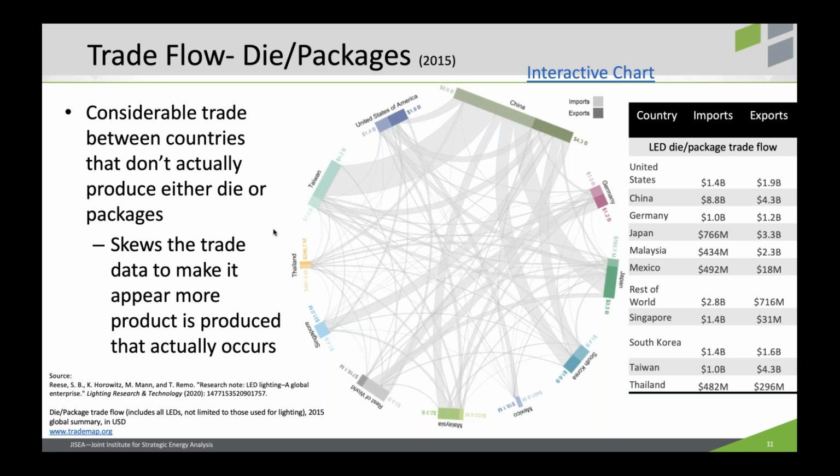Here you can see that the U.S. actually did $1.9 billion of export in die and packages. Again, going back to the point that any given LED is not the same, even though the U.S. had a much smaller percentage of manufacturing, their higher quality, higher value meant that it still was a $2 billion industry in 2015.